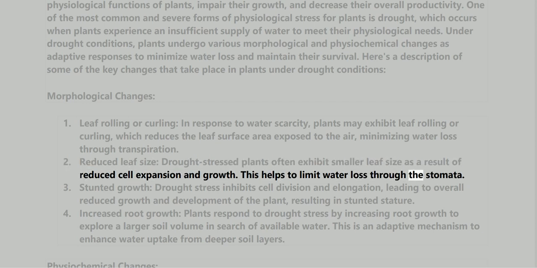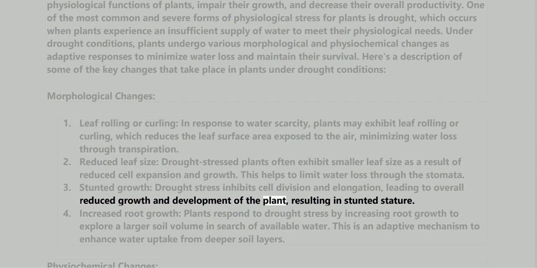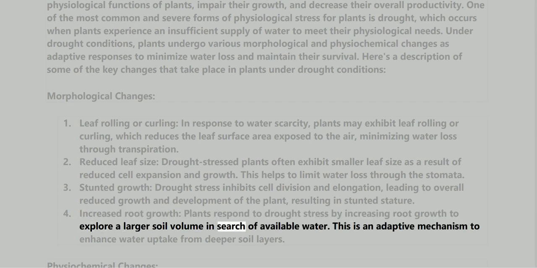3. Stunted growth. Drought stress inhibits cell division and elongation, leading to overall reduced growth and development of the plant, resulting in stunted stature. 4. Increased root growth. Plants respond to drought stress by increasing root growth to explore a larger soil volume in search of available water. This is an adaptive mechanism to enhance water uptake from deeper soil layers.